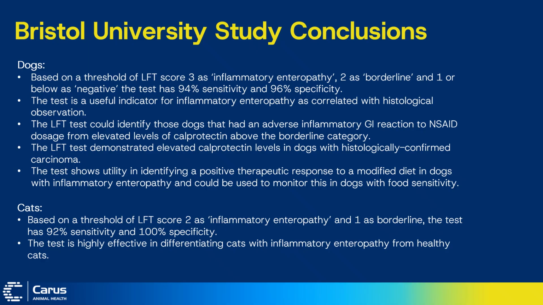enteropathy. And in cats, with a score of 2 as inflammatory enteropathy and 1 as borderline, the test has a 92% sensitivity and 100% specificity, which means the test is highly effective in differentiating cats with inflammatory enteropathy from healthy cats.